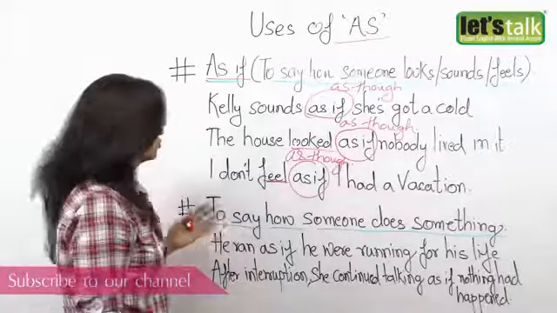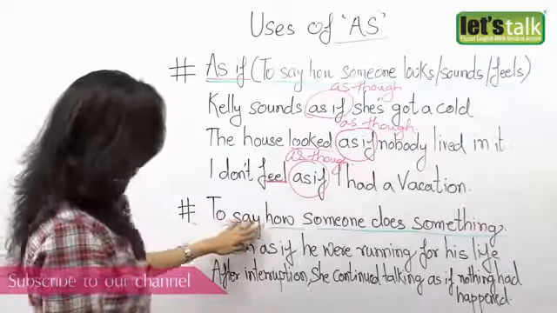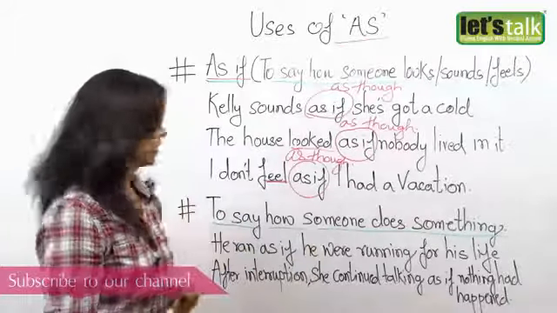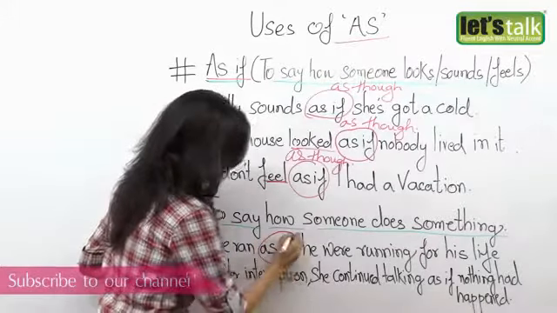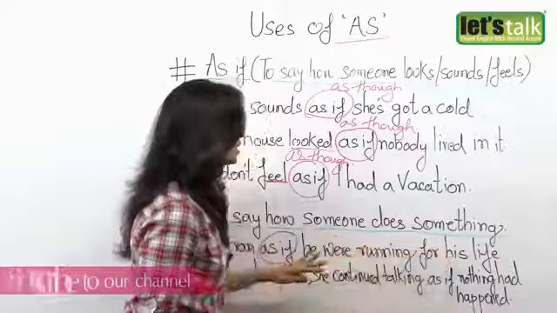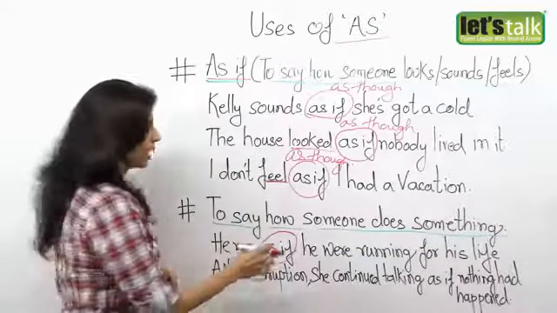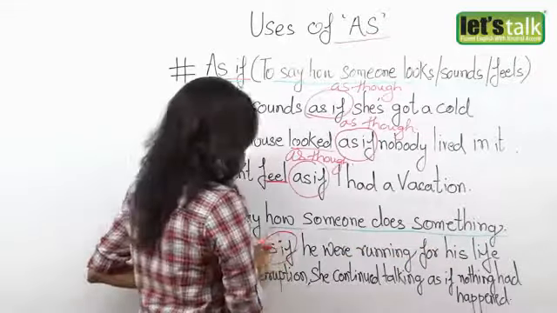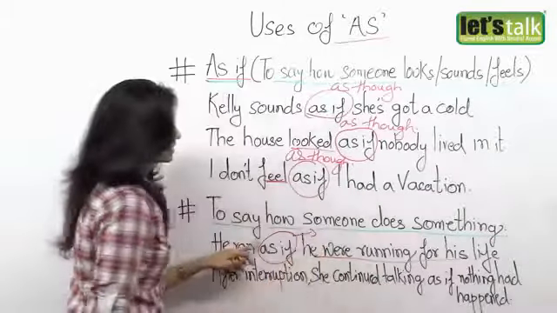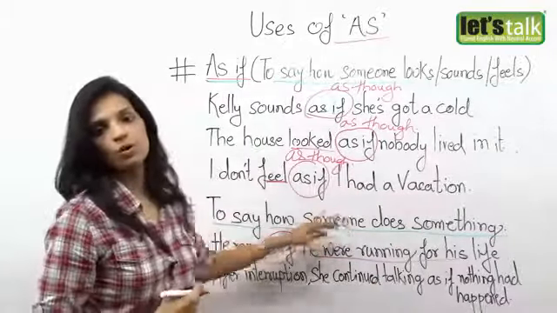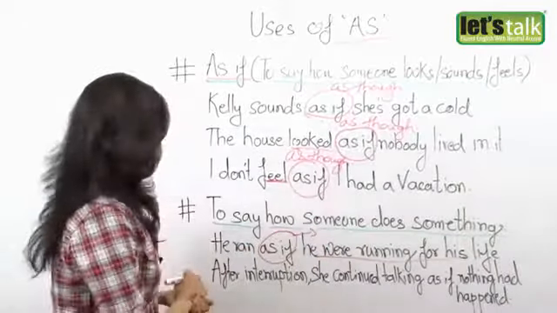Now let's see how you use "as if" when you want to say how someone does something. For example, he ran as if he were running for his life. Now here you are trying to describe the manner of him running or the way he was running. So you say "as if" when you want to express how someone does something.